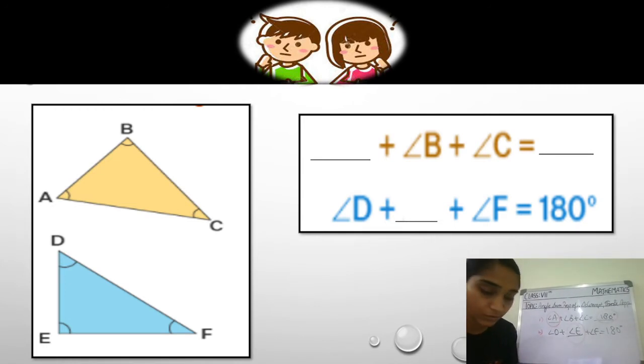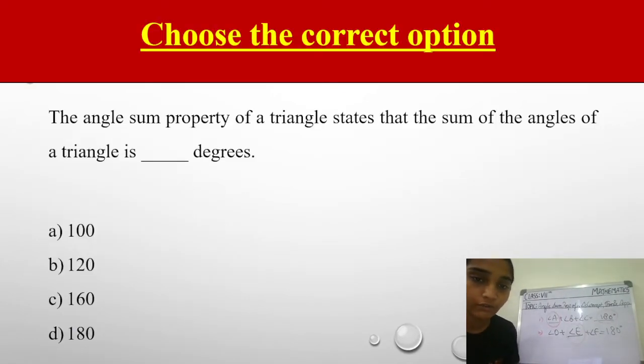Now students, let's proceed ahead. You have to choose the correct option: the angle sum property of a triangle states that the sum of the angles of a triangle is dash degrees. You can write your answers as A, B, C, D in the comment section and tell me the reason behind your answers. Why are you saying that this option is correct?